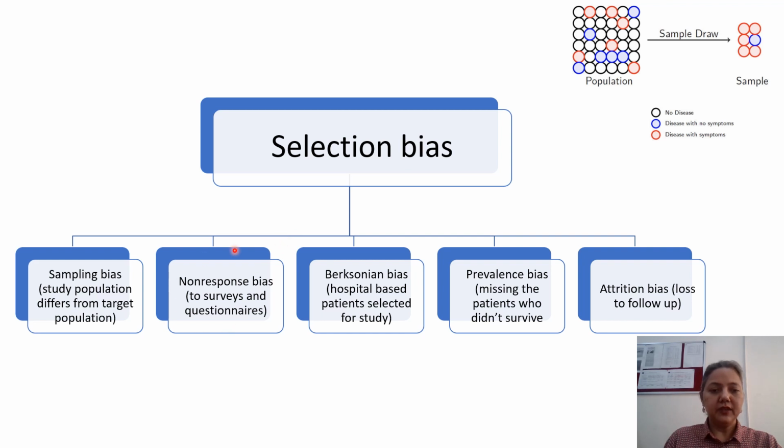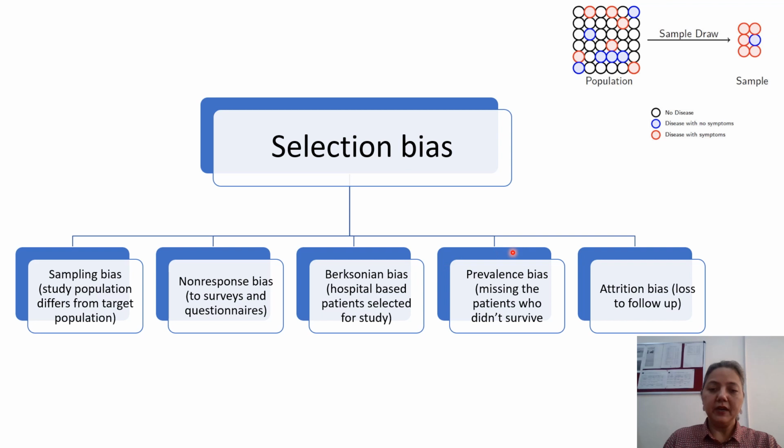Similarly, another category of selection bias can be non-response bias. That is, we selected the people who will respond to our questionnaires, but they have not responded, leading to wrong results. Another is Berksonian bias, already described. We are taking cases and controls from a hospital setting rather than from the general population.